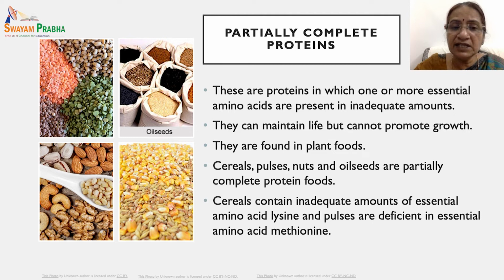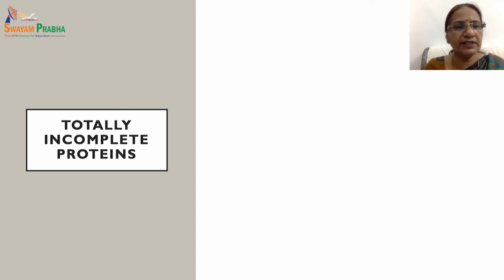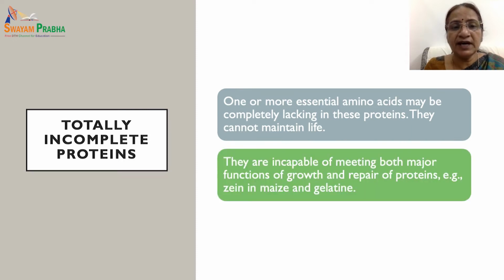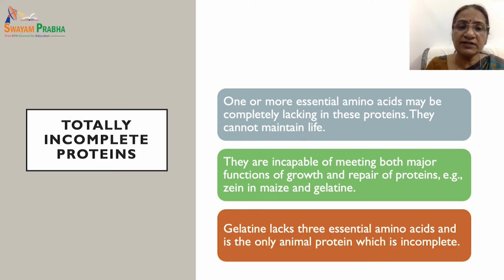Cereals contain inadequate amounts of the essential amino acid lysine, and pulses are deficient in the essential amino acid methionine. Now, totally incomplete proteins. One or more essential amino acids may be completely lacking in these proteins. They cannot maintain life. So, they are incapable of meeting both major functions of growth and repair of proteins. For example, zein in maize and gelatin. Gelatin lacks 3 essential amino acids and is the only animal protein which is incomplete.